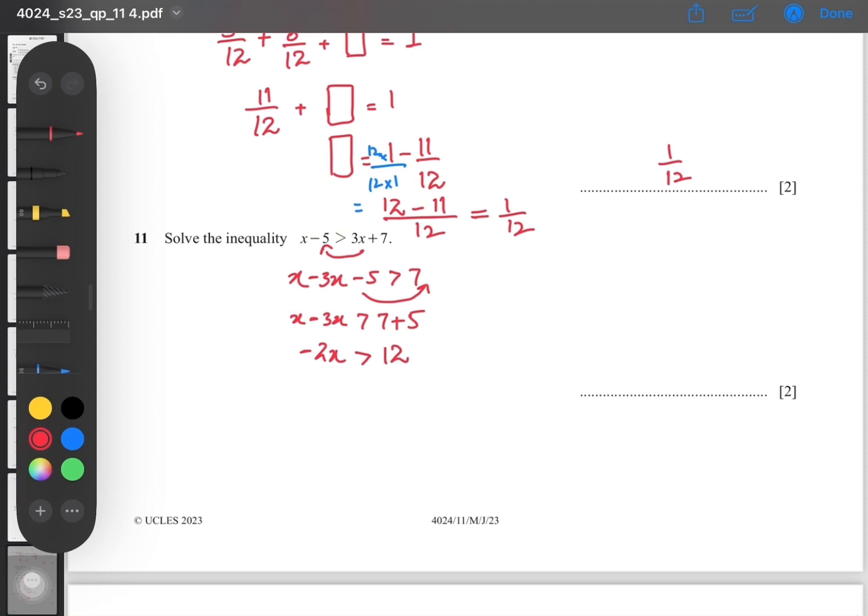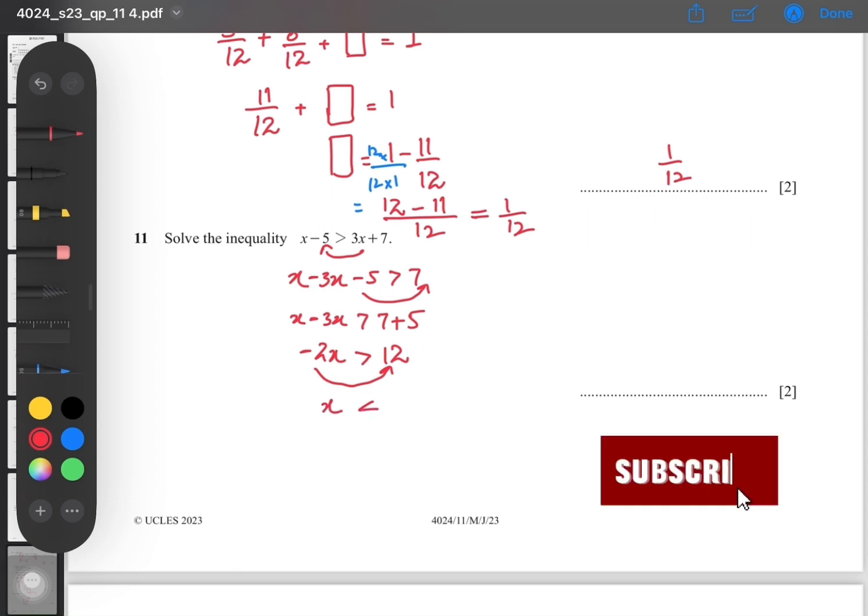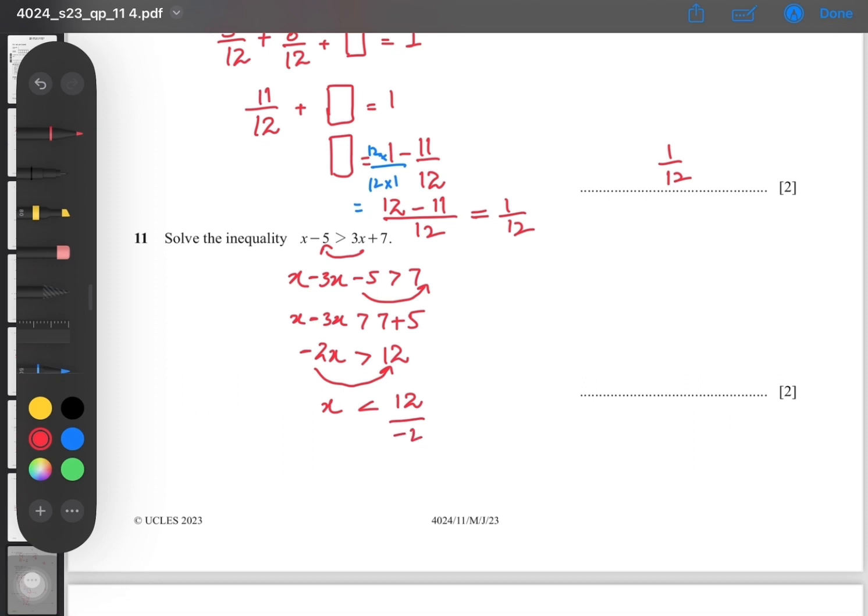So when you shift minus 2, this is a negative number, so it changes the inequality sign. And the inequality will be 12 over minus 2. After doing simplification steps, I'll get x less than minus 6. It completes the question.